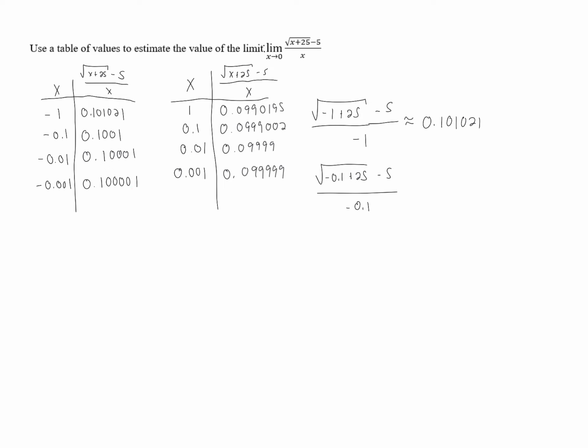And so we can assume, given this information, that it looks like the limit here of the square root of x plus 25 minus 5, all over x, as x approaches 0 is in fact 0.1.